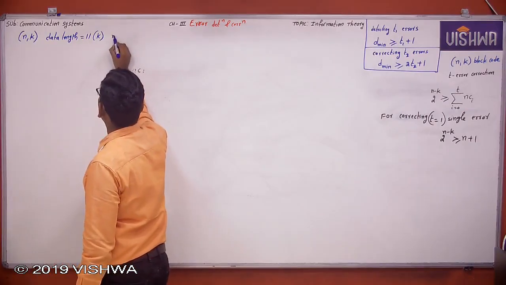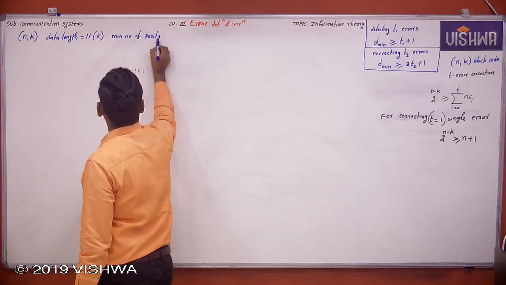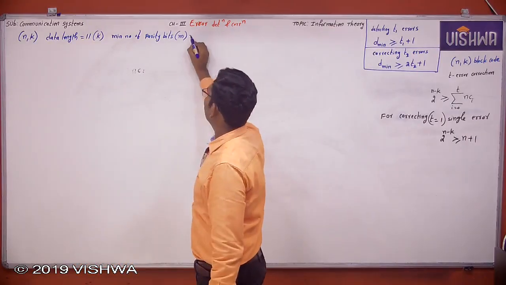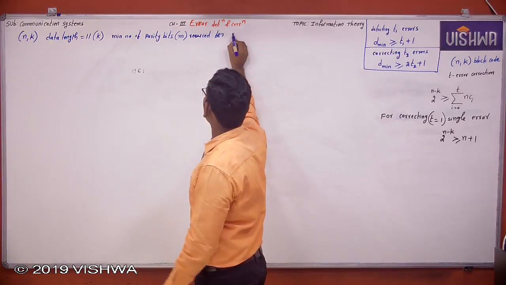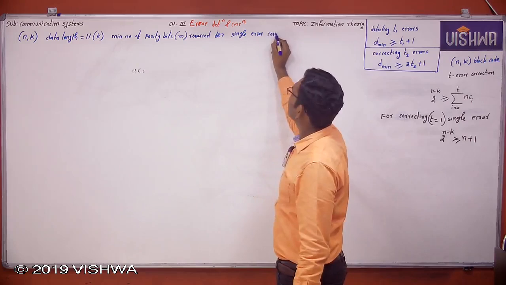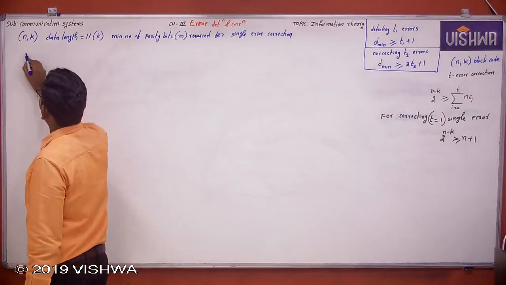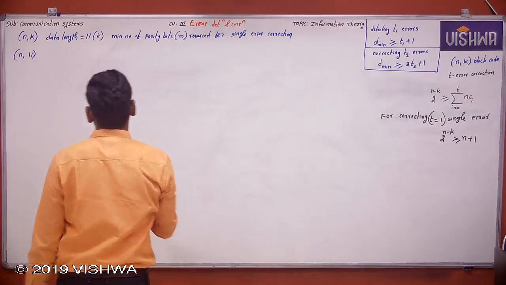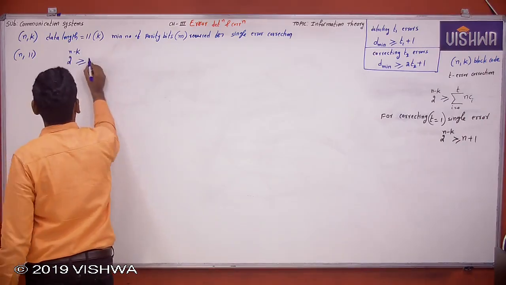So he is asking the minimum number of parity bits. Minimum number of parity bits means m, required for single error correction. Now the block code is n comma k, n I don't know, k is 11. In an n comma k block code, what is the condition for single error correction? 2 power n minus k is greater than or equal to n plus 1.